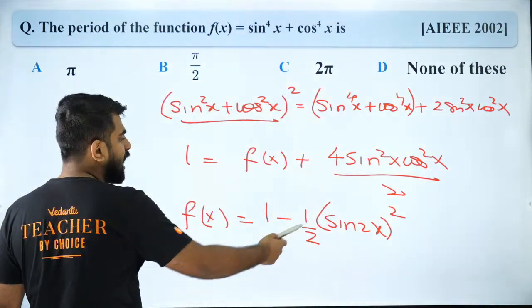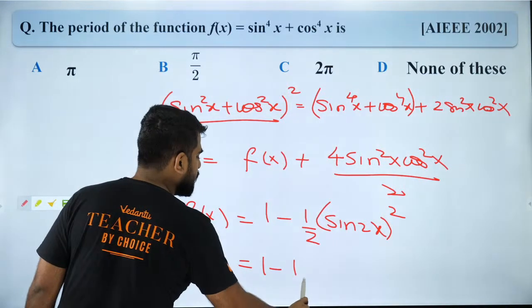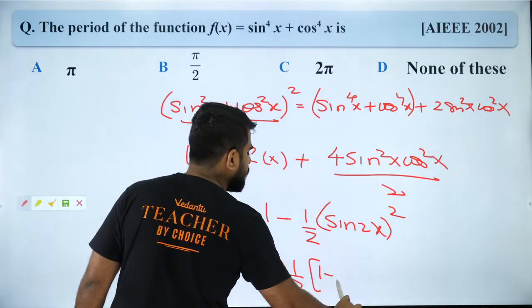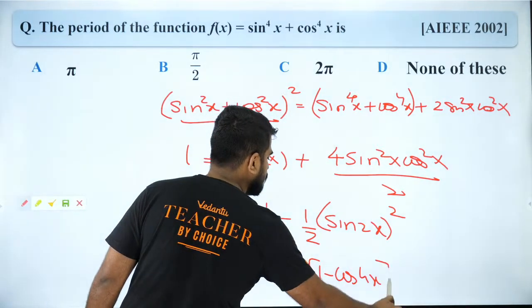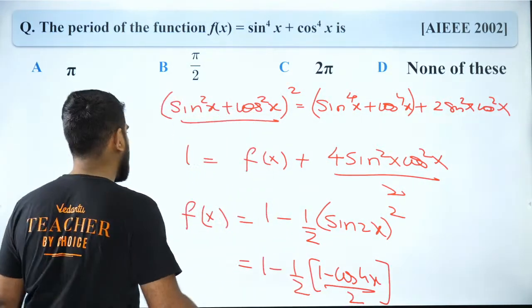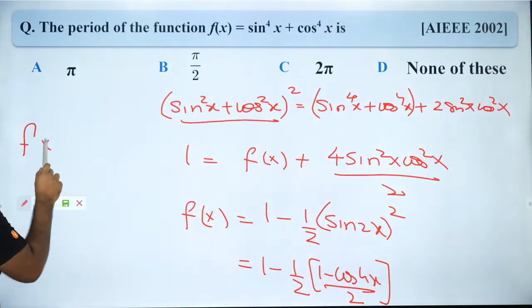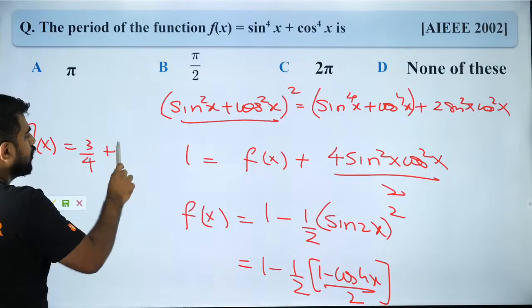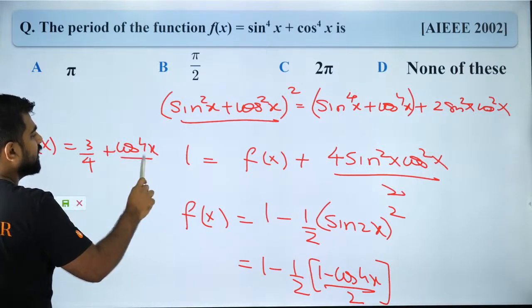Okay. So now I can write that as 1 minus 1 by 2 times sin square 2x. What is sin square 2x? It is nothing but 1 minus cos 4x by 2. So I will get f of x to be nothing but 3 by 4 plus cos 4x by 4. Are you all clear?